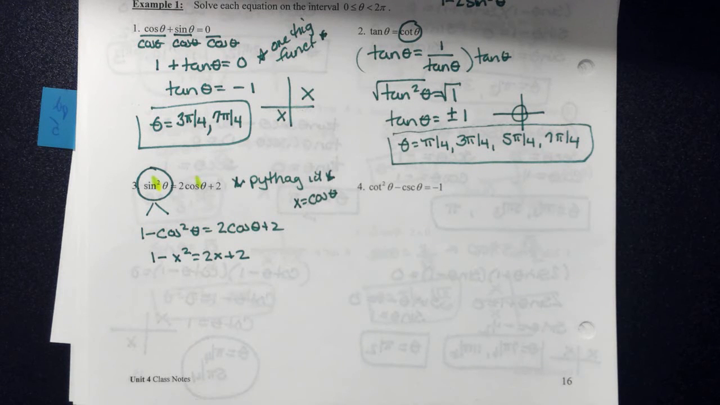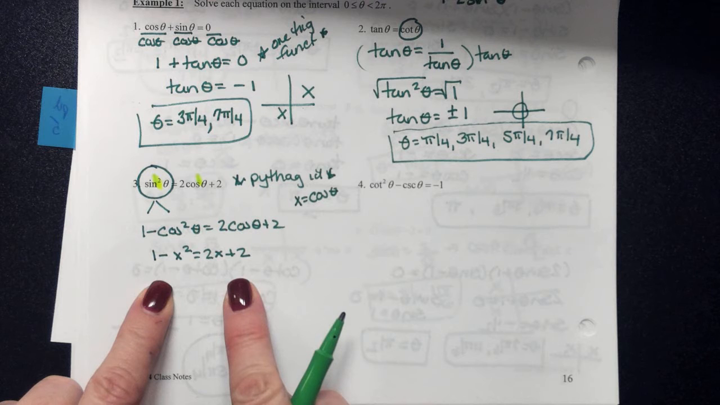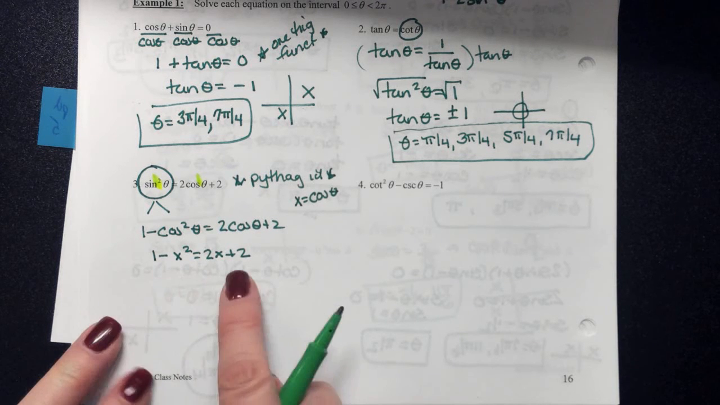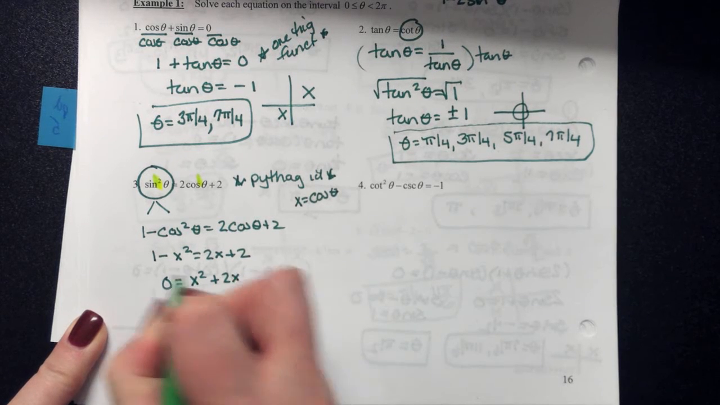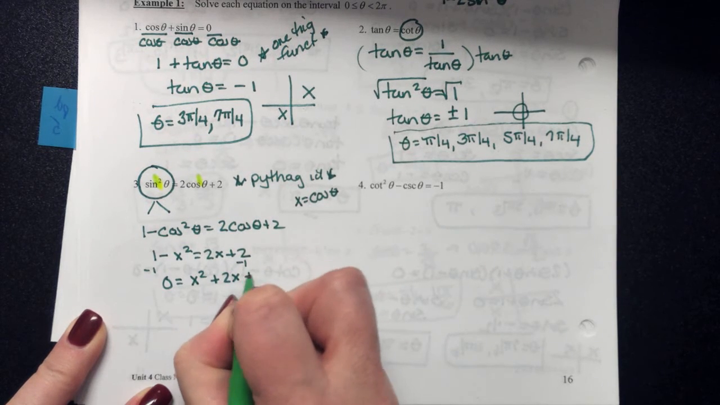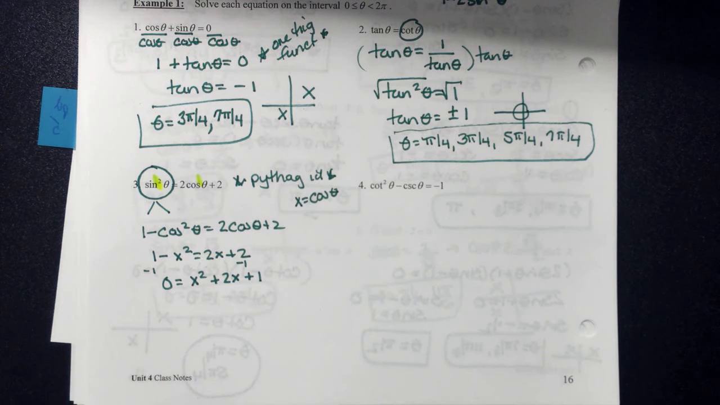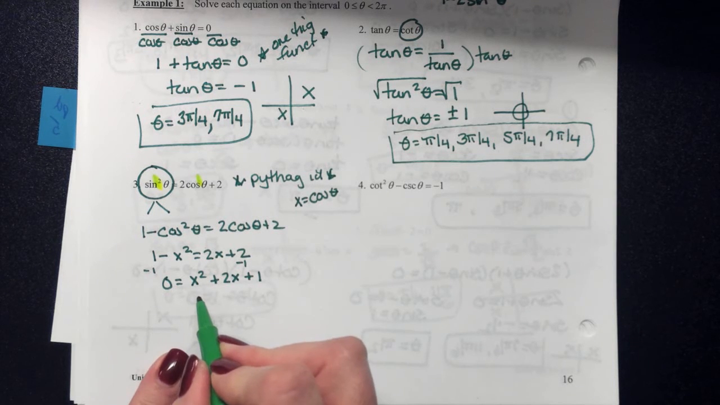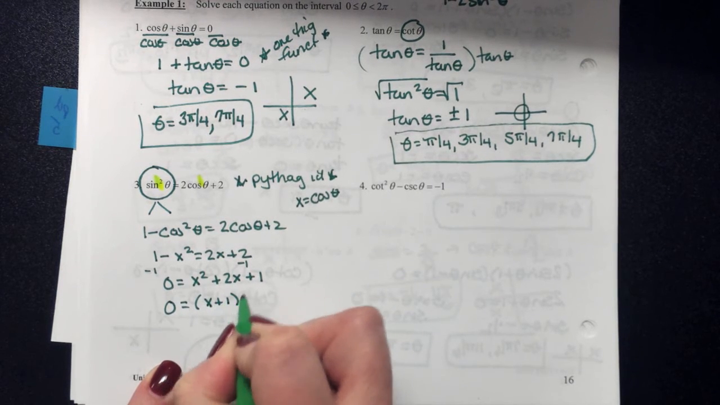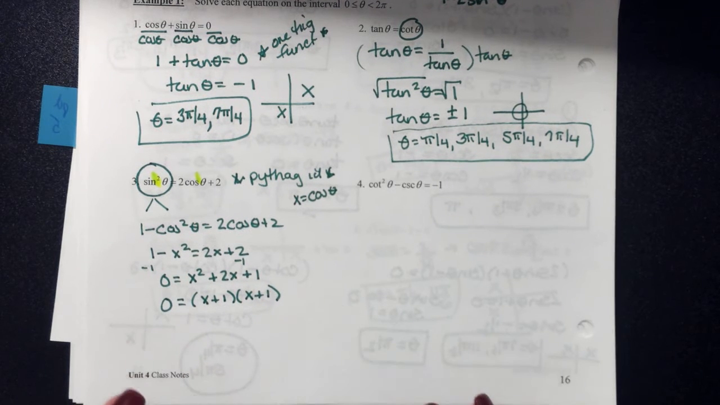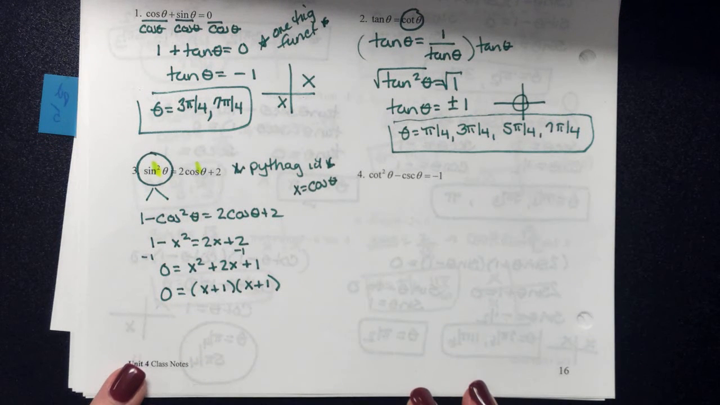Now, if it's a quadratic equation, what do we want to have on one side of the equation? We want to have a 0. So I'm going to move everything over to the right. So 0 is equal to x squared plus 2x, and when I subtract 1, 2 minus 1 is a 1. Any questions on how I got the 0 on the left-hand side? Now I'm going to factor. x squared plus 2x plus 1 factors into x plus 1 times x plus 1. Any questions on how I factored it?